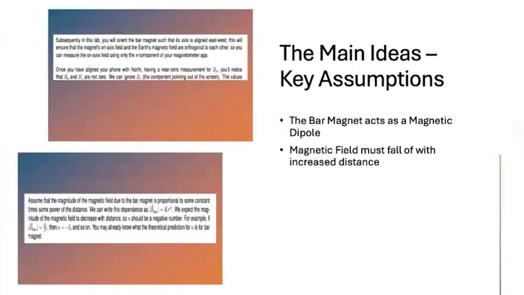to find our magnetic dipole moment. The key assumptions for this lab were that the bar magnet acts as a magnetic dipole, so looking at those on- and off-axis fields, and also that the magnetic field must fall off with increased distance. That was essentially given to us here, and that's what we used to derive everything.